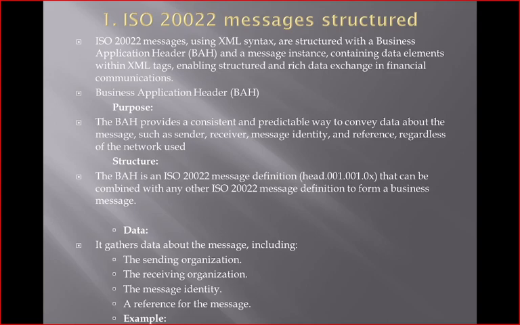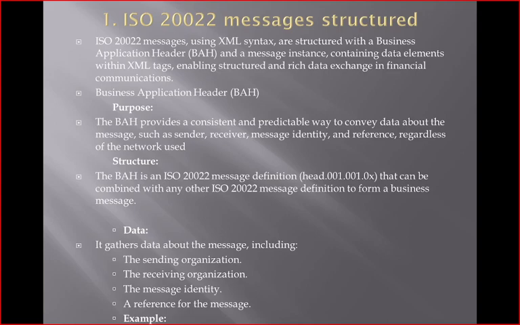It contains purpose and structure. The business application header provides a consistent way to convey data about the message. This is the significance of the event. What exactly does it contain? It contains the sender, receiver, message identifier and reference, regardless of the network used. Anyways, we are going to see this in detail.